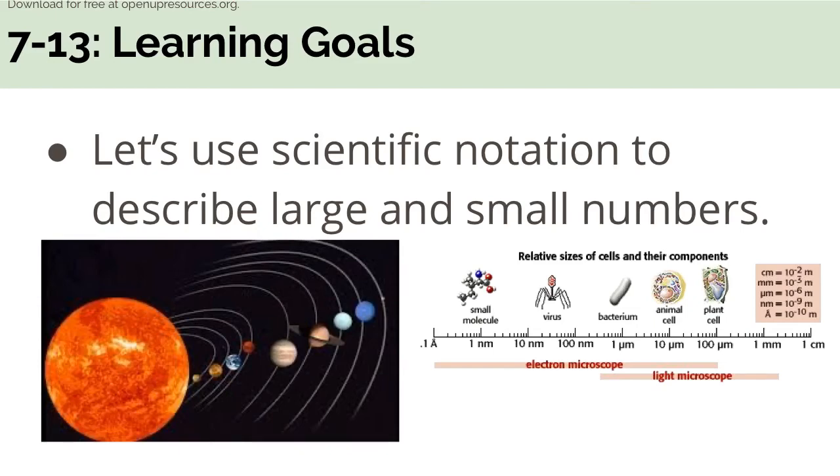Hello, 8th graders. Notice that we are skipping ahead to lesson 13. It's called the definition of scientific notation. And we're going to be continuing with scientific notation to write large and small numbers. Remember, large numbers might be something in space, like distances between planets. Small numbers might be something like the size of cells or bacteria. Here we go.